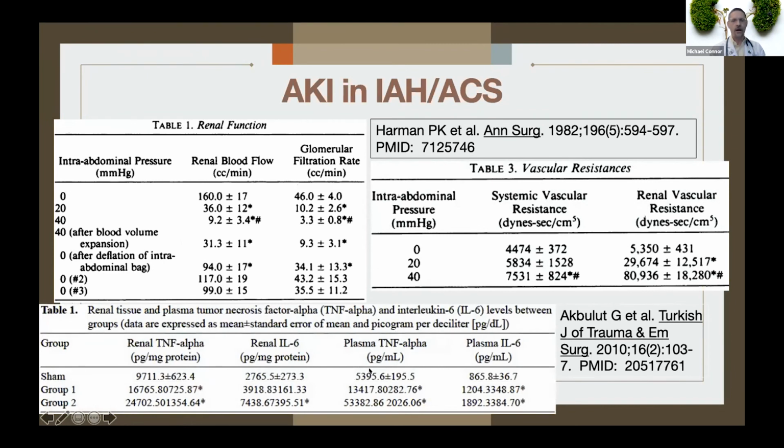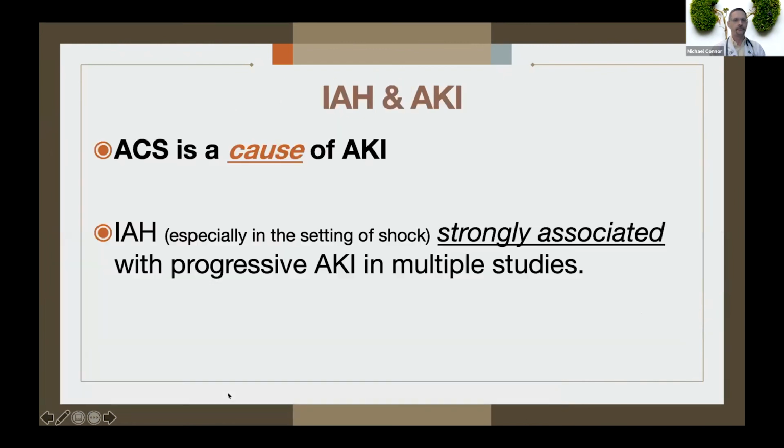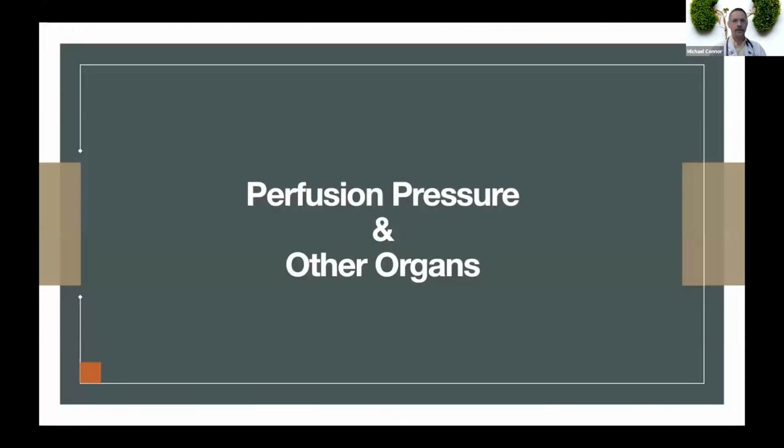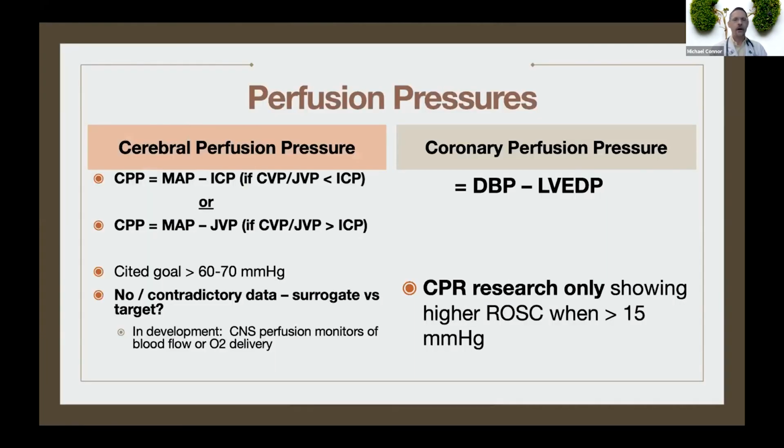In another animal model, they showed that as you get increased intra-abdominal pressures from the sham to group 1 to group 2, you'll see that all sorts of other signs of inflammation are also increasing quite significantly. And in humans, definitively, abdominal compartment syndrome is a cause of acute kidney injury. And intra-abdominal hypertension, short of compartment syndrome, especially in the setting of shock, is also strongly associated with progressive AKI in multiple studies.